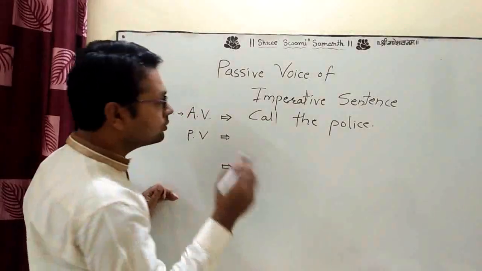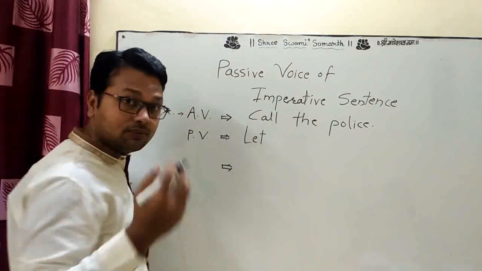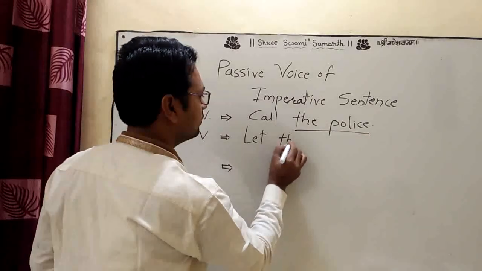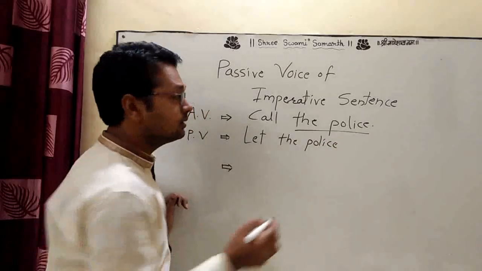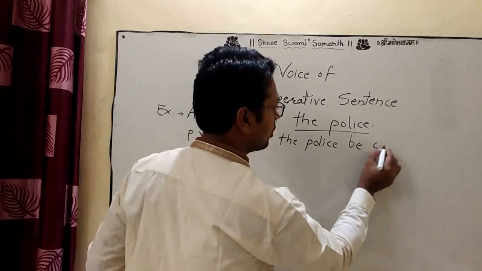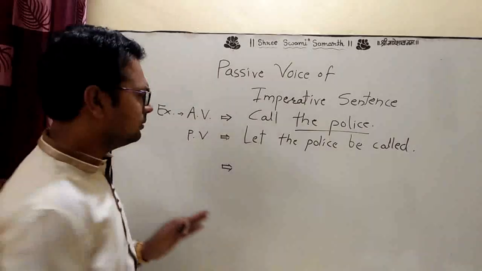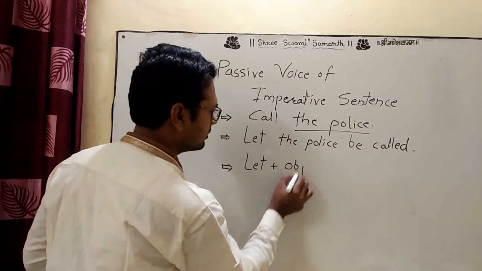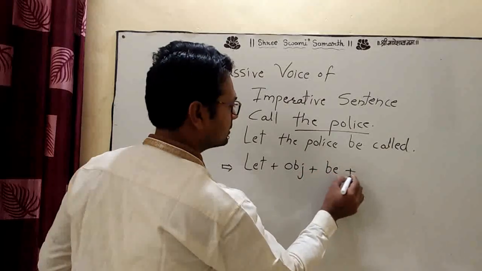Okay. Now, how to make the passive voice? The construction is different. Let. We take the first let, then object. The police is the object. The police. Then we take the be, and then make the third form. Called. It is very easy. The formula is there. Let plus object plus be plus V3.